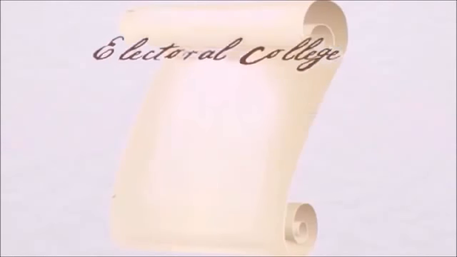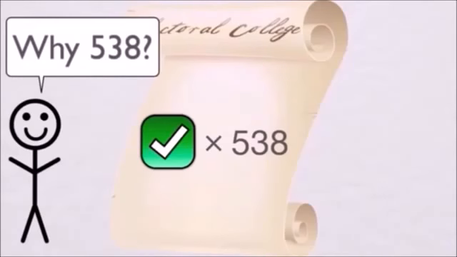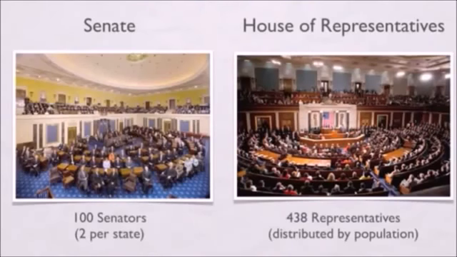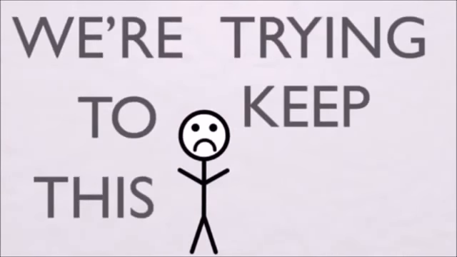To keep things simple for now, think of the Electoral College as the collection of 538 votes that determine who the president of the United States will be. Why 538? Because that's the number of senators, 100, plus the number of representatives, 438 in Congress. Why are there 438 representatives in Congress? Stop asking so many questions right now, we're trying to keep this simple.